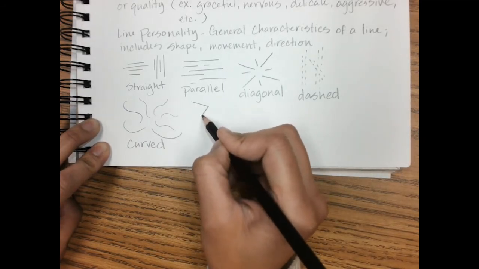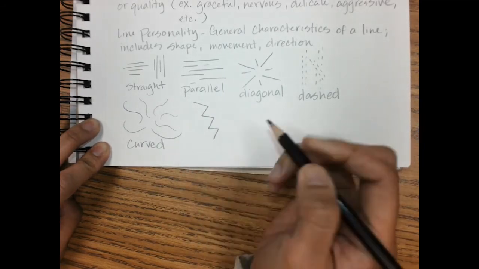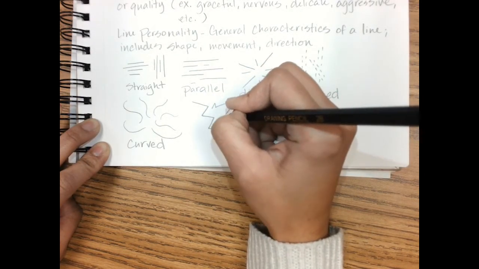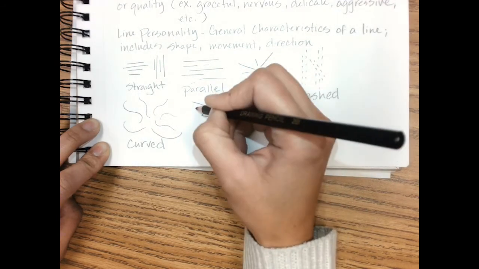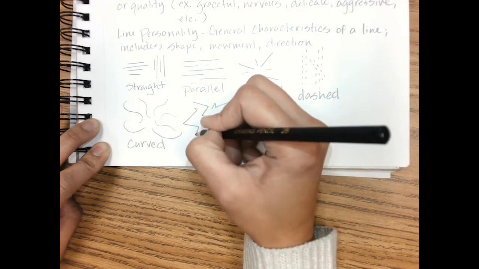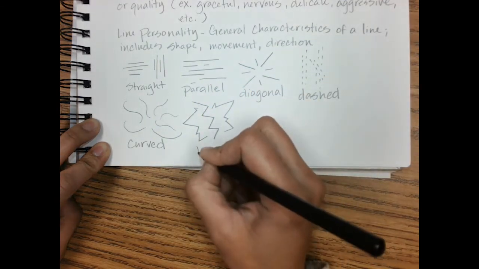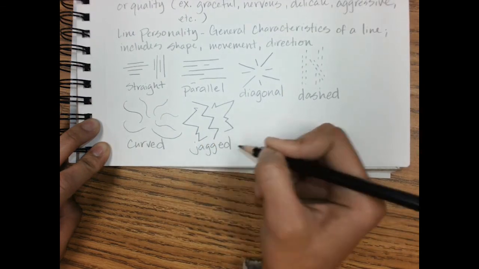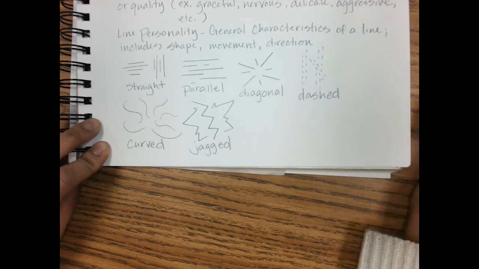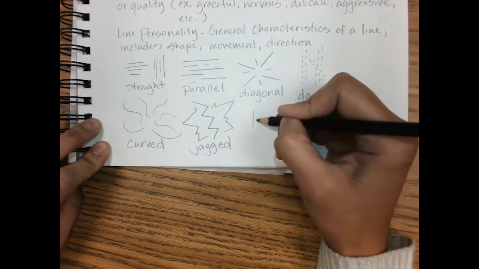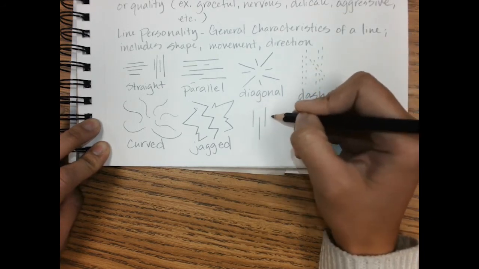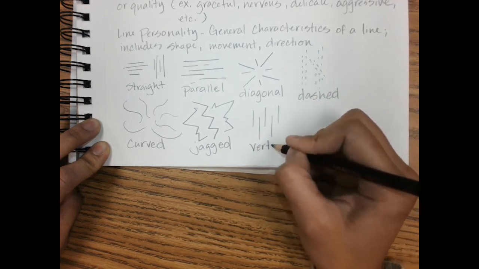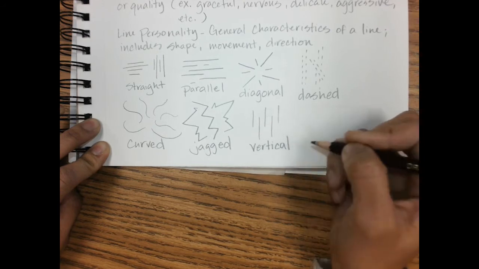After that, we are now getting into something that has a little more action, something that's more exciting, invigorating. So this one here is our jagged lines. Moving on to the next one, very similar to parallel, except going in the opposite direction. These are our vertical lines.